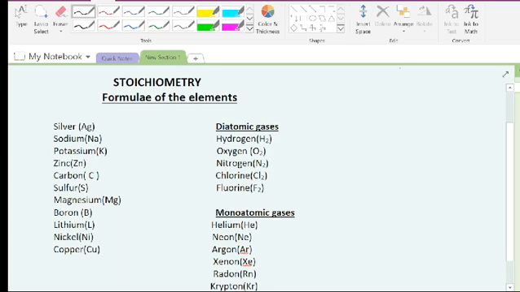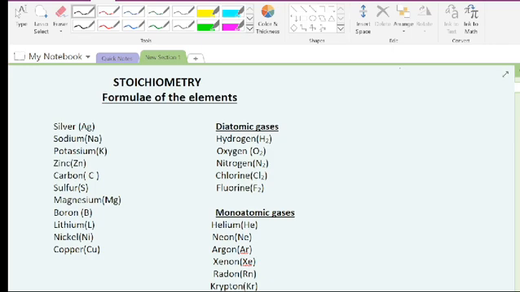So today we are going to start the lecture related to stoichiometry. In this lecture, we will understand how to write the formula or the symbol of an element of the periodic table. Also, we will understand the diatomic gases and monatomic gases. What do diatomic gases mean and what do monatomic gases mean?